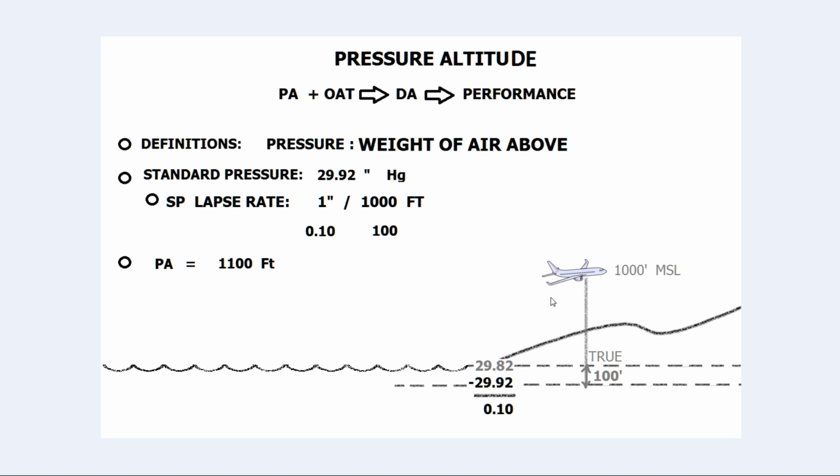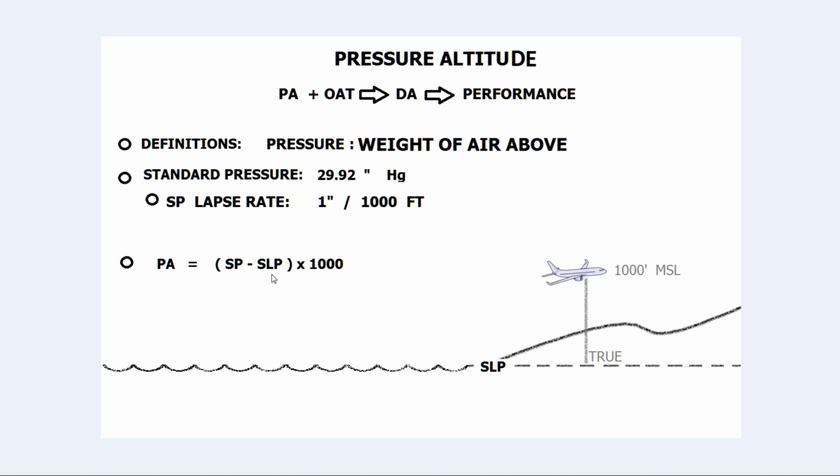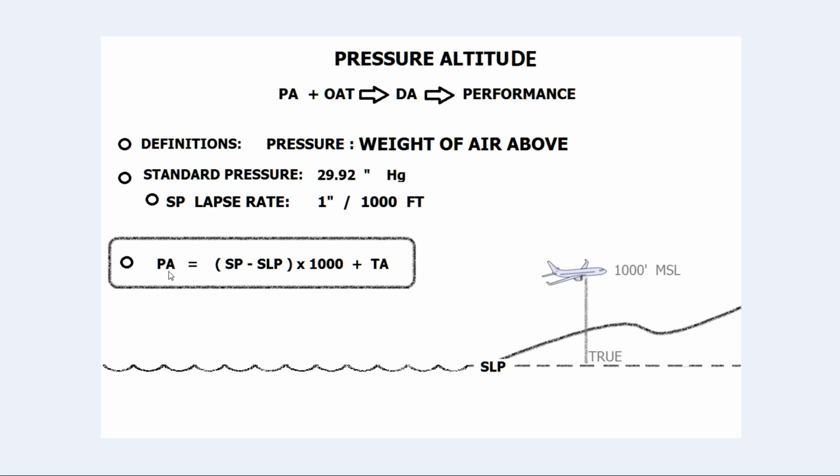And there is another method to find the pressure altitude. If you're mathematically inclined, you can take the standard pressure minus the sea level pressure, times that by 1000, and if you add that to your field elevation or your true altitude as shown here, you can find the pressure altitude. So this is basically the formula for finding the pressure altitude if you are mathematically inclined. But as simple as it gets, wherever this 29.92 is, your height above it would be your pressure altitude.